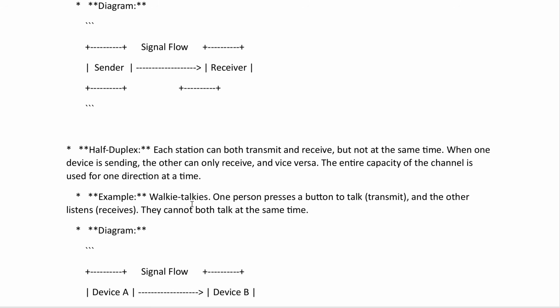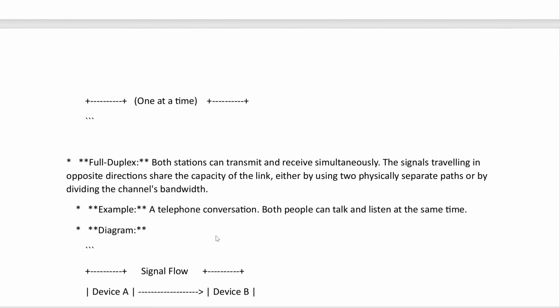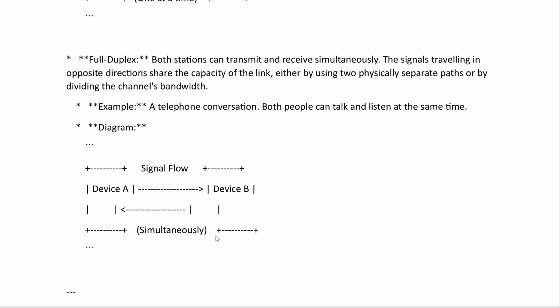Examples of half duplex communication are walkie-talkies. So one person presses a button to talk, that is transmitting information, and the other listens, that is only receives. They cannot both talk at the same time. So this is the half duplex communication. Then comes the full duplex communication. Both stations can transmit and receive simultaneously.